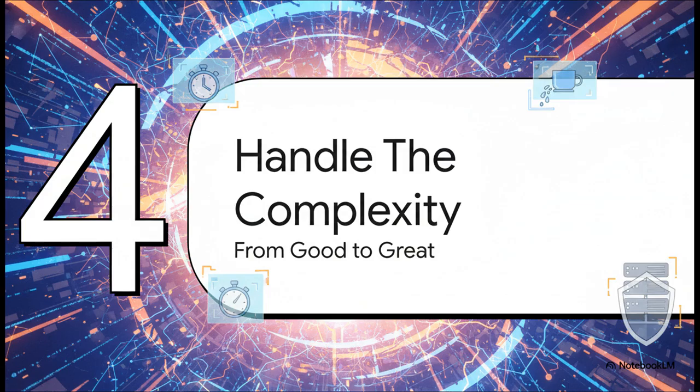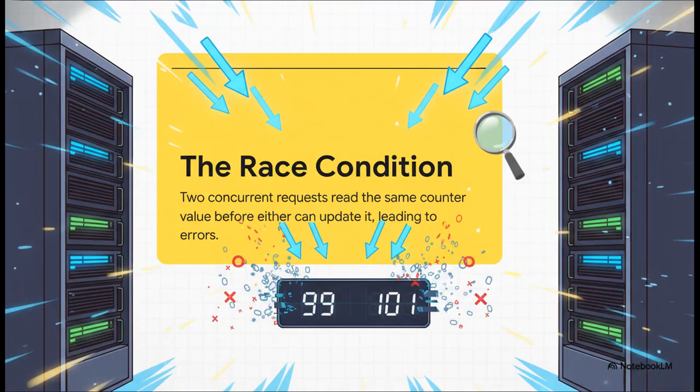Okay, so we've picked our architecture, we've picked our algorithm, we have a good answer. But we don't want a good answer, we want a great answer. To really level up and show you're thinking like a senior engineer, you need to talk about the gnarly, complex problems that only show up at massive scale. First on that list, race conditions. This is a classic concurrency problem.